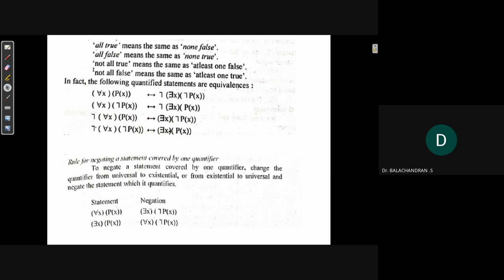Okay. Rule for negating a statement covered by one quantifier. To negate a statement covered by one quantifier, change the quantifier from universal to existential or from existential to universal and negate the statement which it quantifies. So this is the procedure.